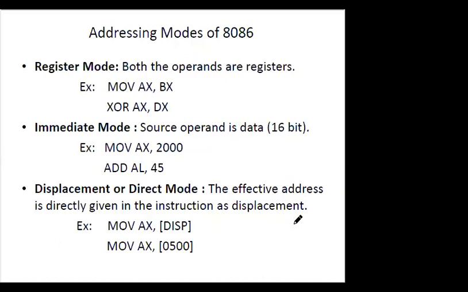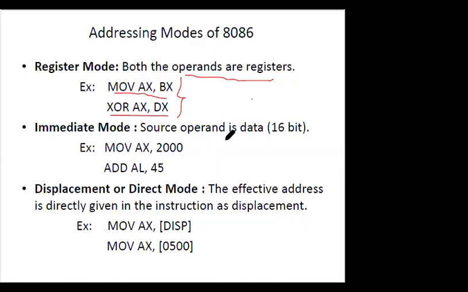Let us discuss the addressing modes of 8086 one by one. As we are all familiar with the addressing of the 8085 microprocessor, this is just an extension, with some more addressing modes added to this architecture. Let us discuss register mode of addressing. Both the operands are registers. When data is moved from one register to another register, it can be represented by this instruction. These represent the register mode of addressing.